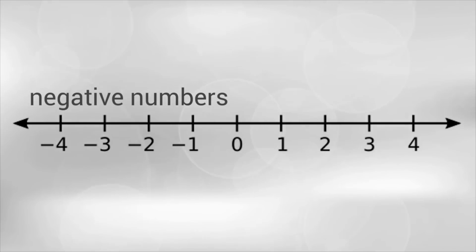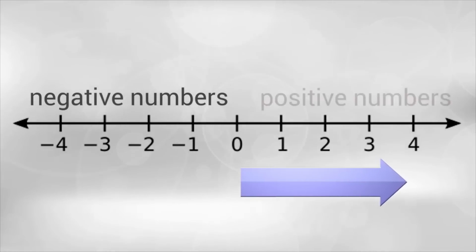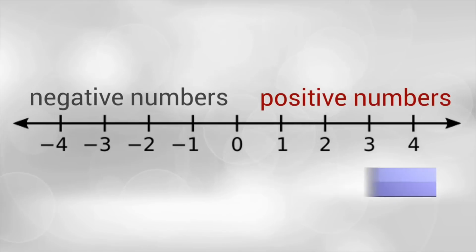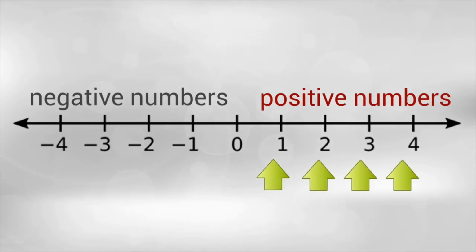Numbers that are greater than 0 are called positive numbers. Positive numbers. They are easy to spot too. Just look for numbers that don't have a negative sign in front of them.